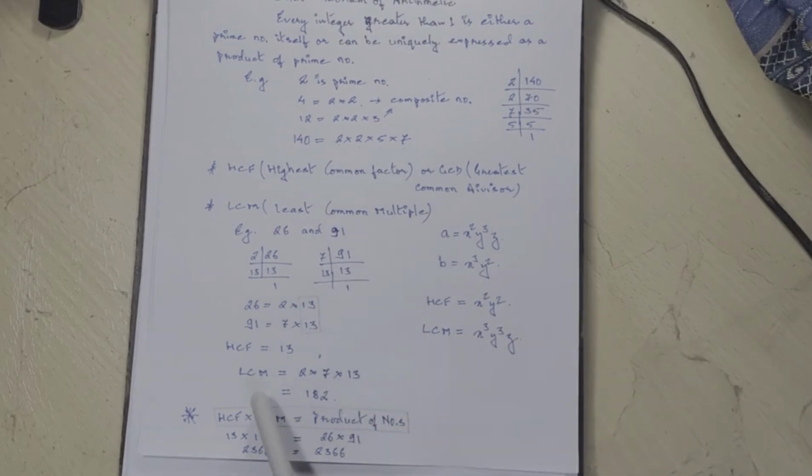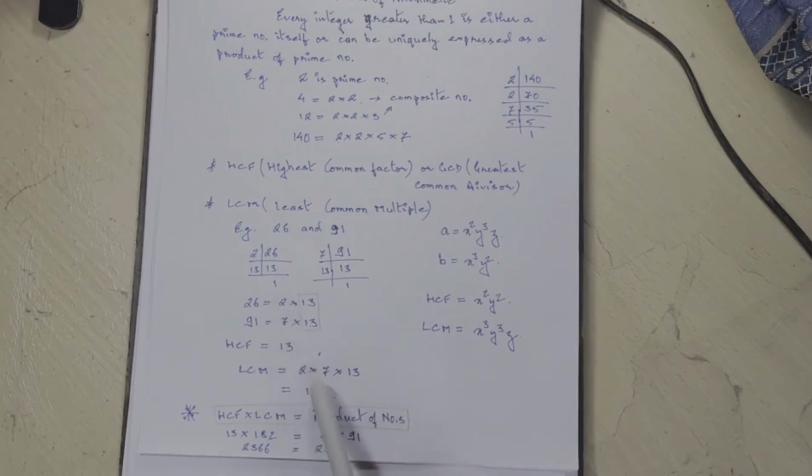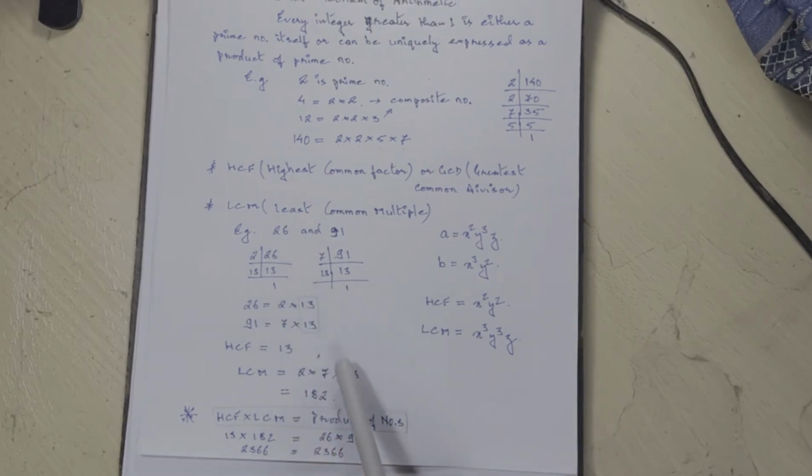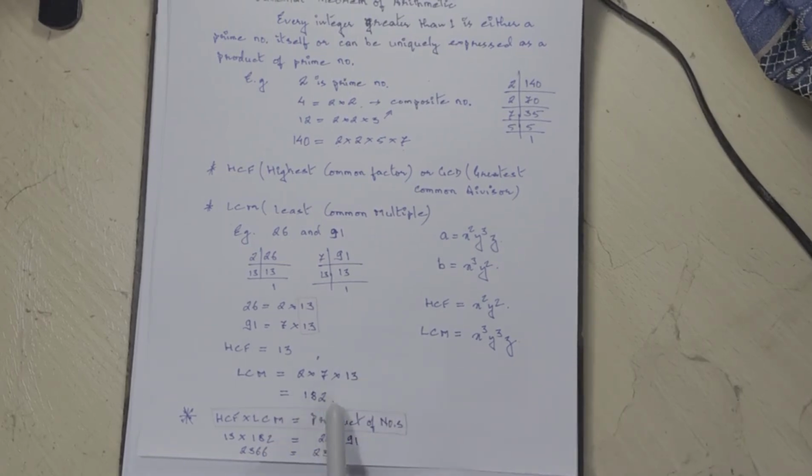Now coming to LCM. In the case of LCM, what we have to do is take the uncommon numbers, that is 2 from 26 and 7 from 91, and we take the common number once, that is 13. The number which is common, we write it only one time. So this gives us LCM 182.